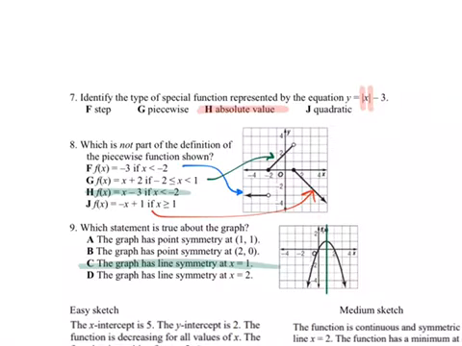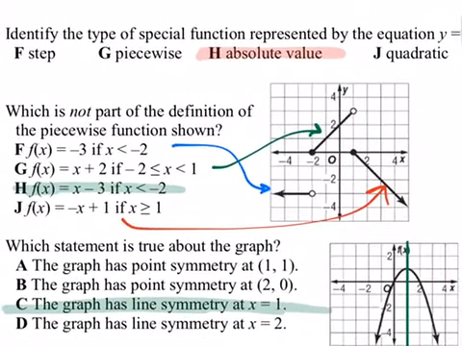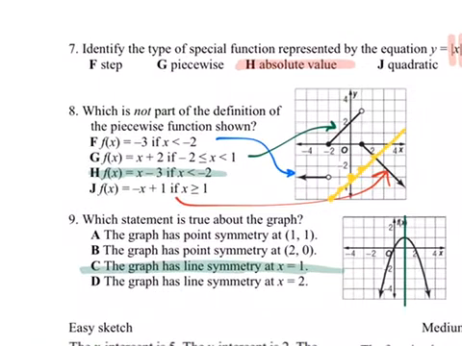For this one, number 8, it says, which is not part of the definition of the piecewise function shown. I drew arrows connecting each part to the correct segment. The only one that is not true is the one that's highlighted there. That equation is not shown. If it was shown, it would be something like this. Y-intercept of -3, slope of up 1 over 1, and you can see that nowhere on there do we have that line. So it is H.